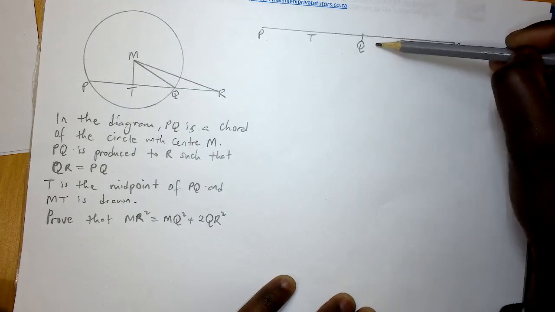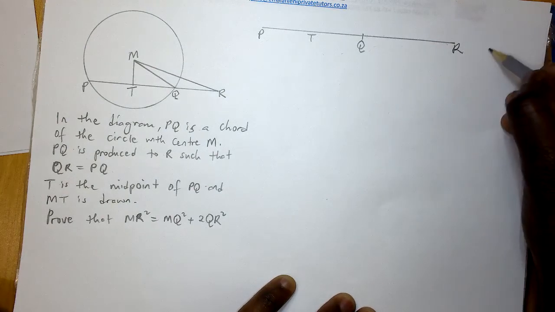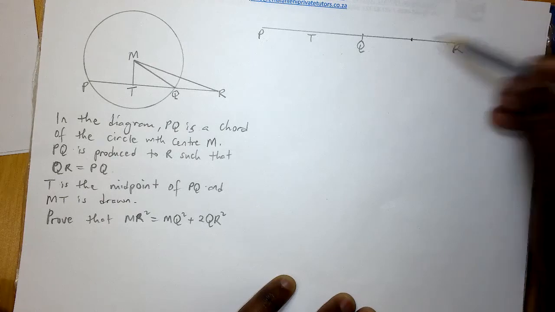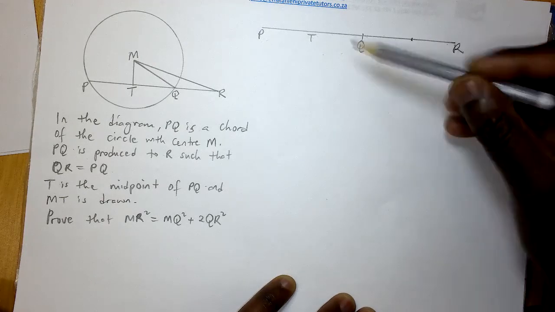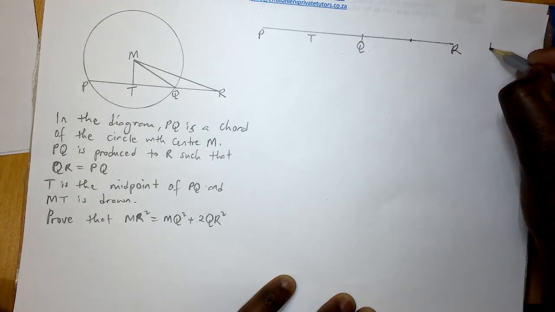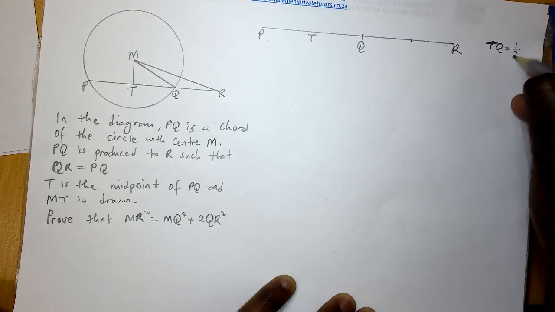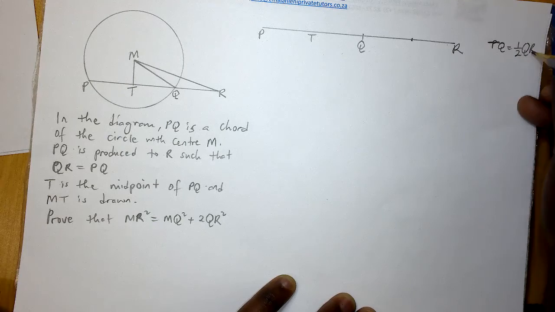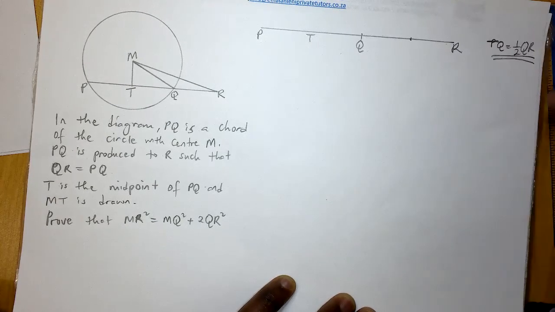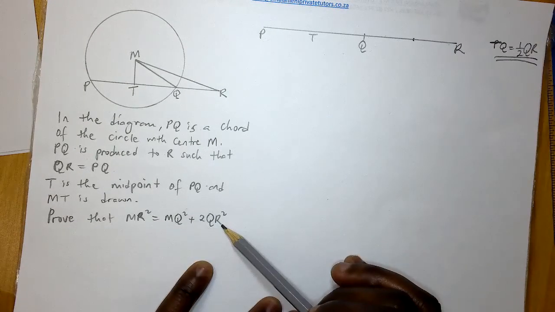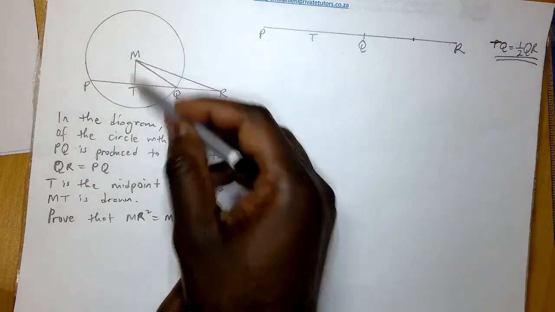So when you are given something like this, you must also know that the line is TQR. So TQ is equal to half QR as well, because TQ is half PQ and PQ equals QR. That's what you must also understand. So what do you have here? You've got MQ, you have got QR. Then you have to look at a bigger triangle, which is MTR.